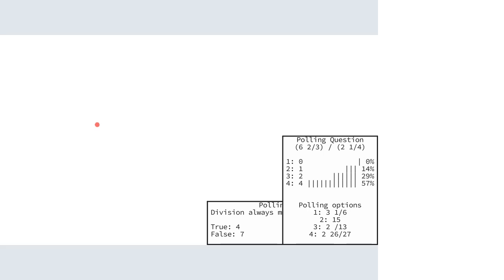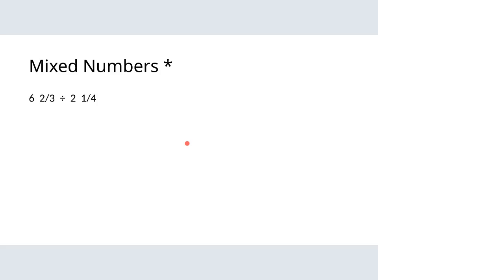Okay, that's an interesting result. Most of the answers are 2 26/27, but not as confident of a response as I was expecting here. So let's take a look at this one together. With these mixed numbers, the first thing we'll want to do is convert them to improper fractions. So what we have is 6 2/3 divided by 2 1/4.